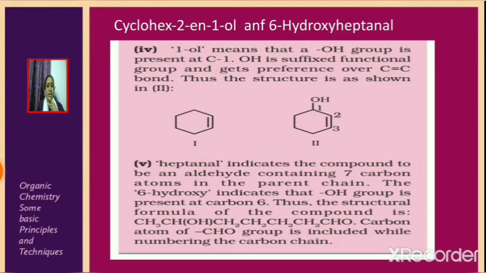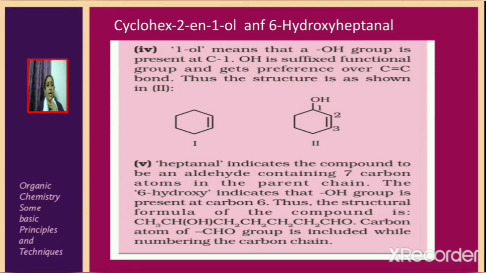Now consider the next example, cyclohex-2-ene-1-ol. From the name it is clear that we have to start with cyclohexene, and the double bond should be present at the 2nd carbon atom, whereas OH should be attached to the 1st carbon. Thus we can get the structure of cyclohex-2-ene-1-ol as shown in the figure.